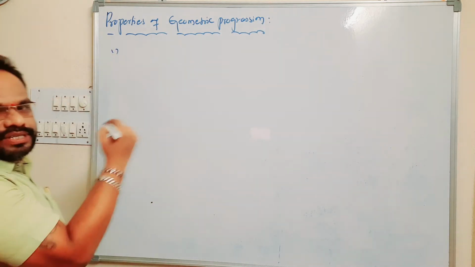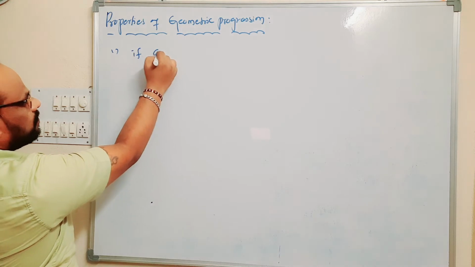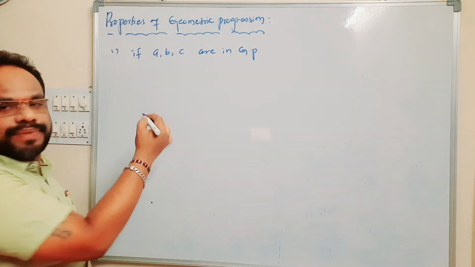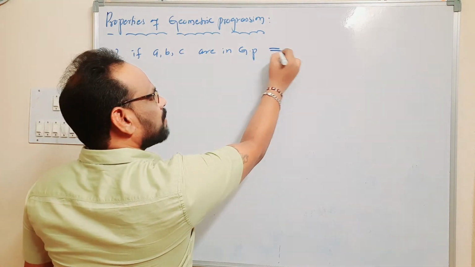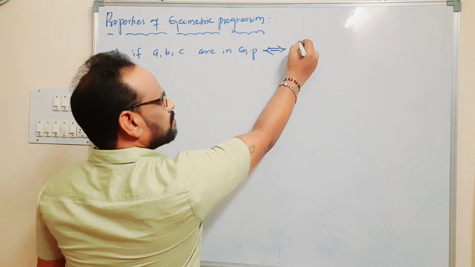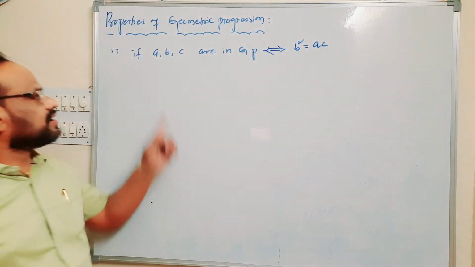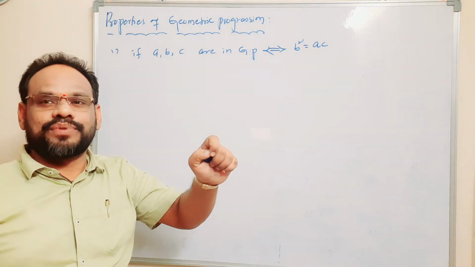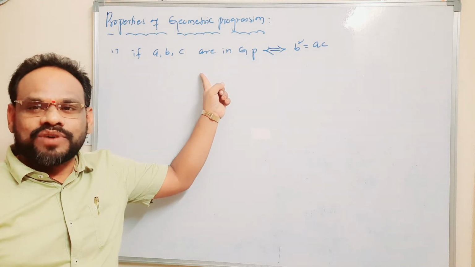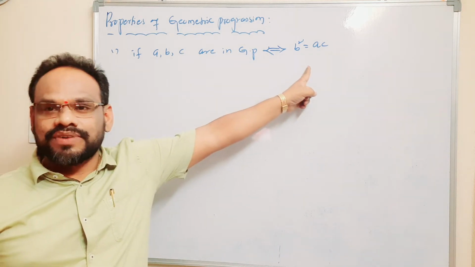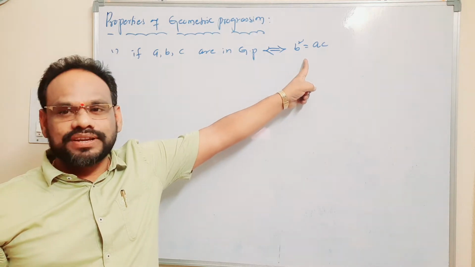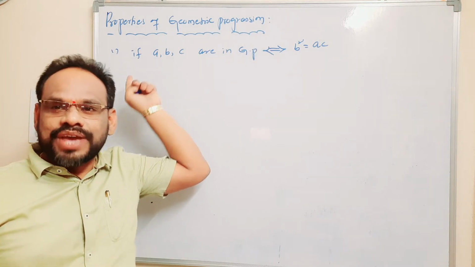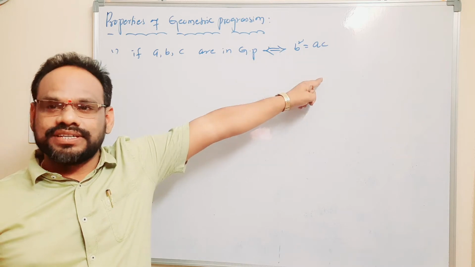First one: if A, B, C are in geometric progression, then B square is equal to AC, and vice versa. Observe here, if three non-zero terms are in geometric progression, then B square is equal to AC. Implies and implied by: if B square is equal to AC, then A, B, C are in GP.